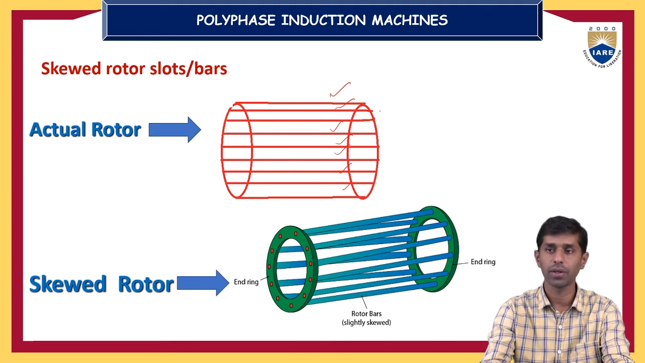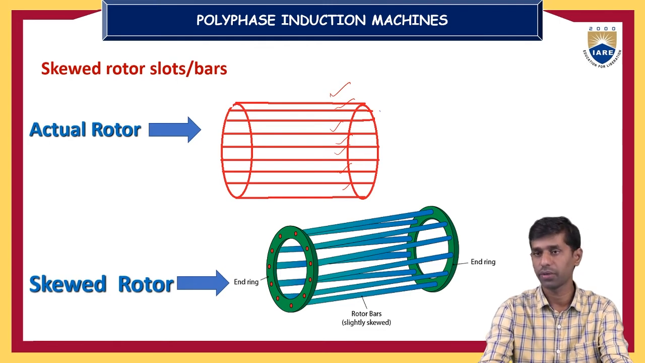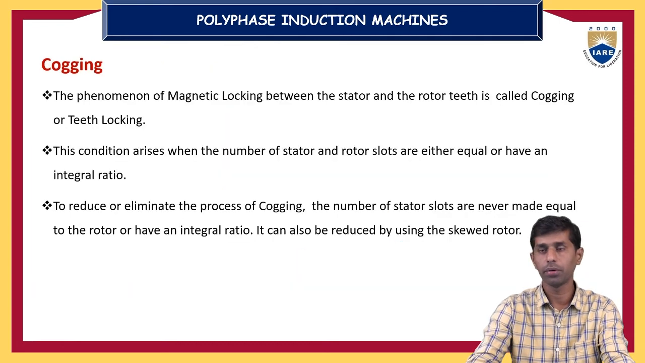So the resistance of the rotor also increases, because the resistance of a conductor, the resistance of a wire, is directly proportional to the length of the conductor. So according to that relation, by skewing, the length of the conductor increases, which means the rotor resistance also increases.